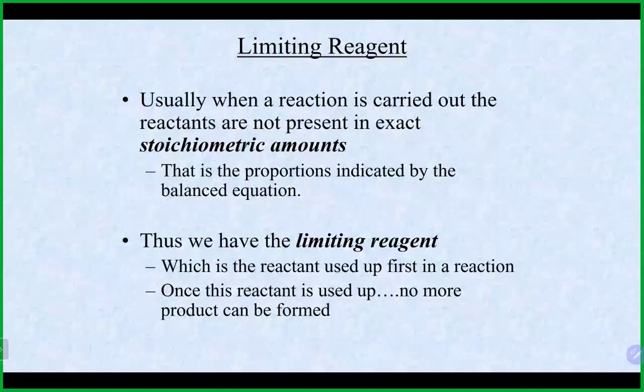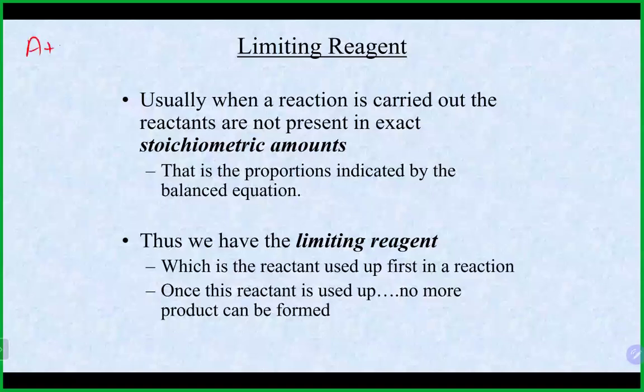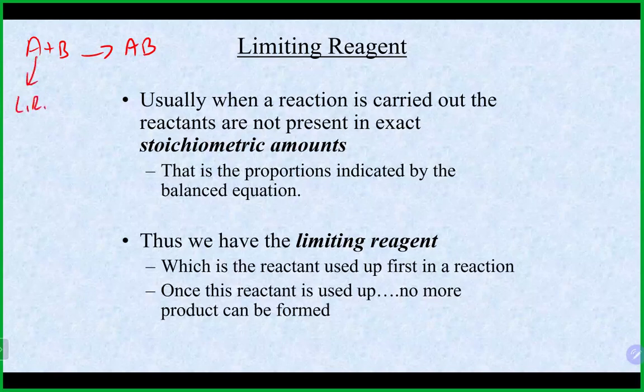gets used up first. And the importance of the limiting reagent is you need to know which one is the limiting reagent, because if you just think about it logically here, let's say we had a reaction where we had A plus B goes to AB. And obviously, in this case, you need both of those things to make your product. And let's just say in my example here, A is our limiting reagent. So as soon as A gets used up, is there any chance for me to make any more product at that point? There is no chance.